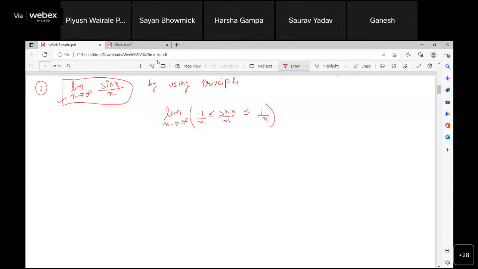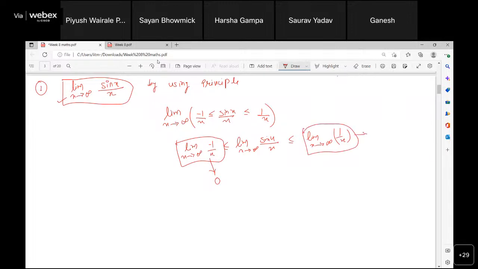So we can apply the limit and transfer the limit like this, right? 1 by x, limit x tends to infinity, sin x by x. Again, limit x tends to infinity, 1 by x. So we already know this limit tends to 0, right? 1 upon infinity is 0. This also, limit 1 upon infinity tends to 0.